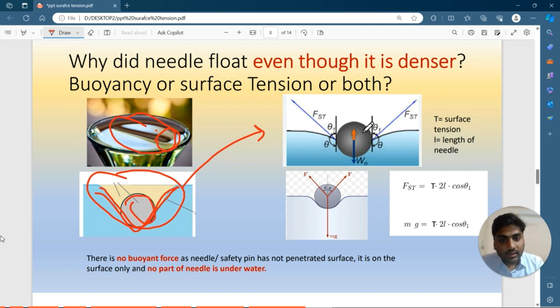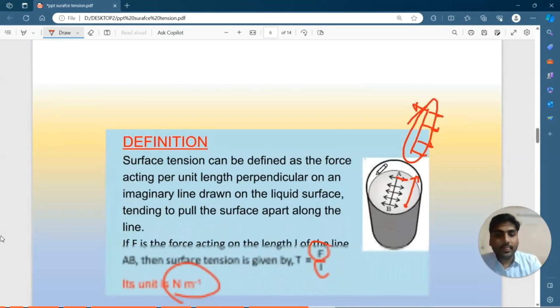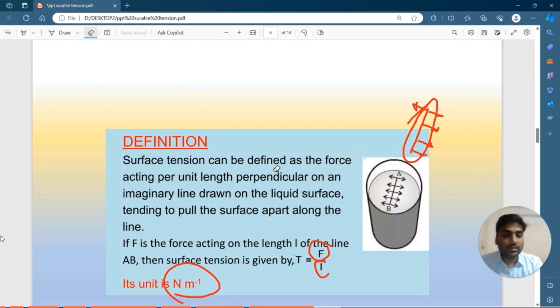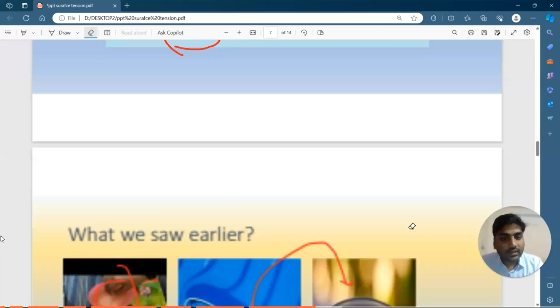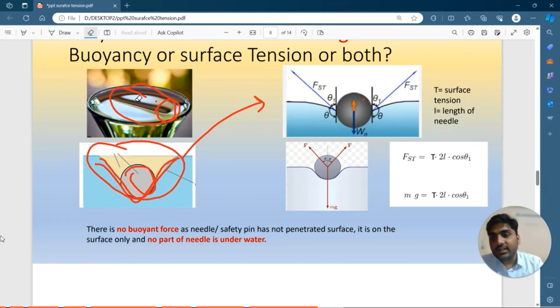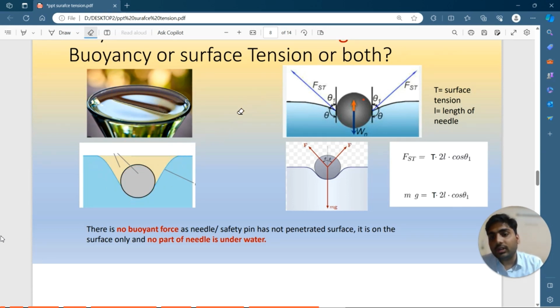Can you see? What happens is that, as we just saw, any imaginary line on the surface is being pulled from both sides like this. I will erase these red marks. Can you see it is being stretched from both sides? The same is happening with the needle. When we put the needle, it is being pulled by water molecules from both sides of the water.